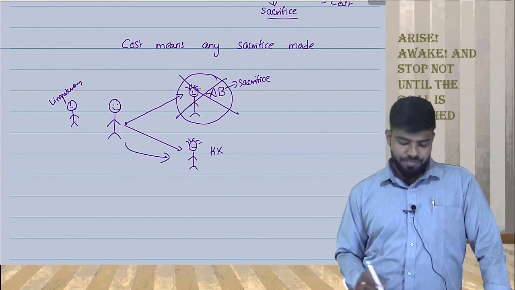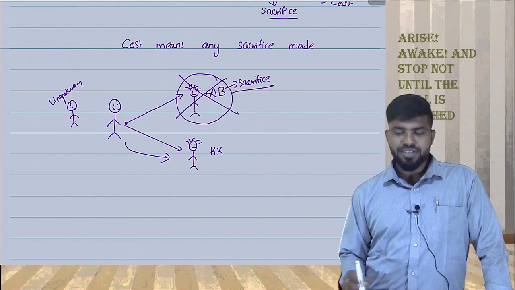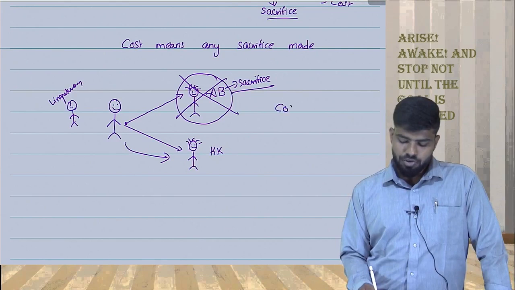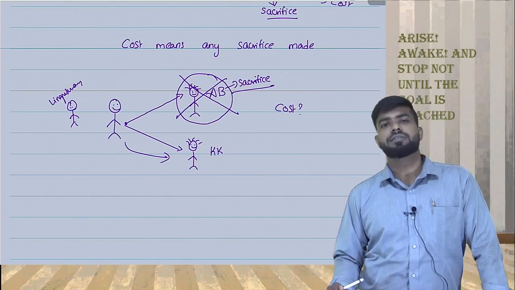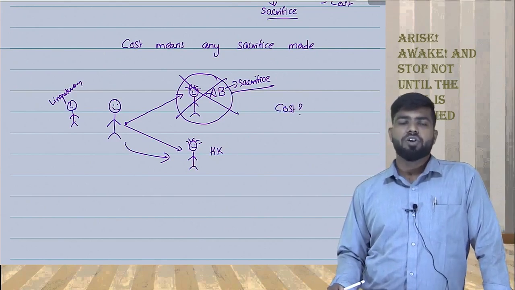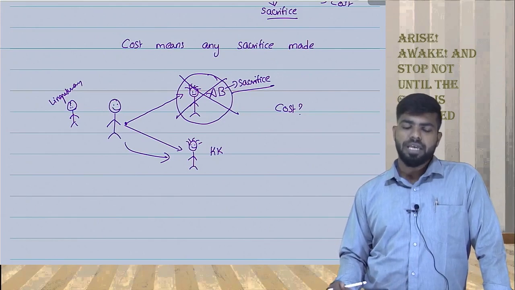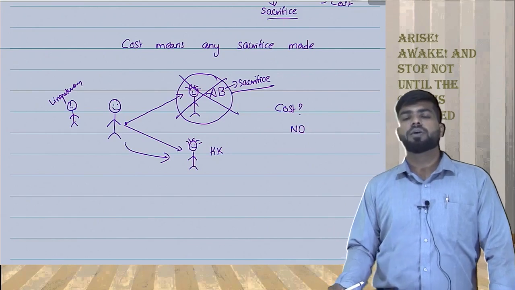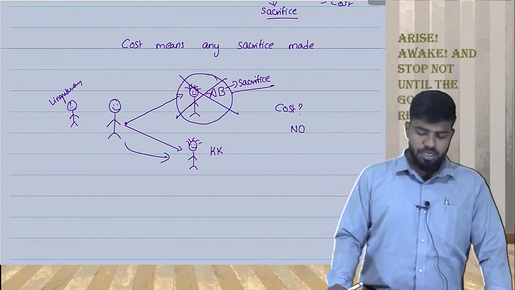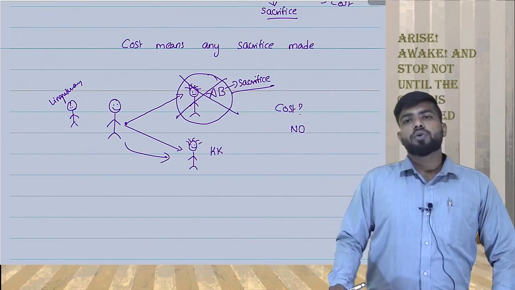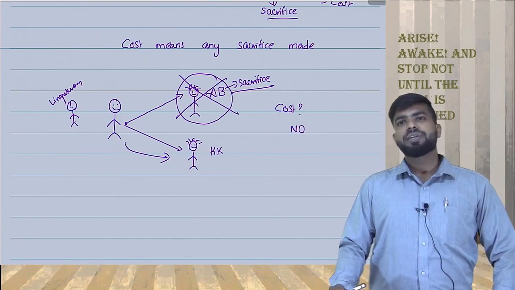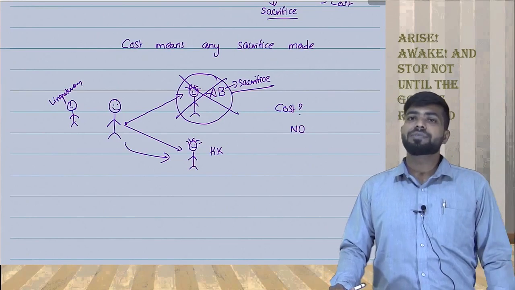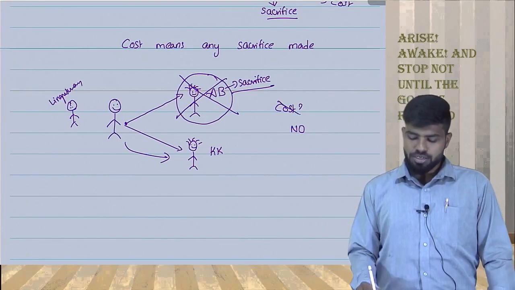Now you tell me, here Ramaswamy is sacrificing the love of Alia Bhatt. Tell me, is it cost? Now the question is, is it cost? I will say absolutely no. Why is it no? Because we cannot quantify the love between Ramaswamy and Alia Bhatt in terms of money. So it is not a cost.